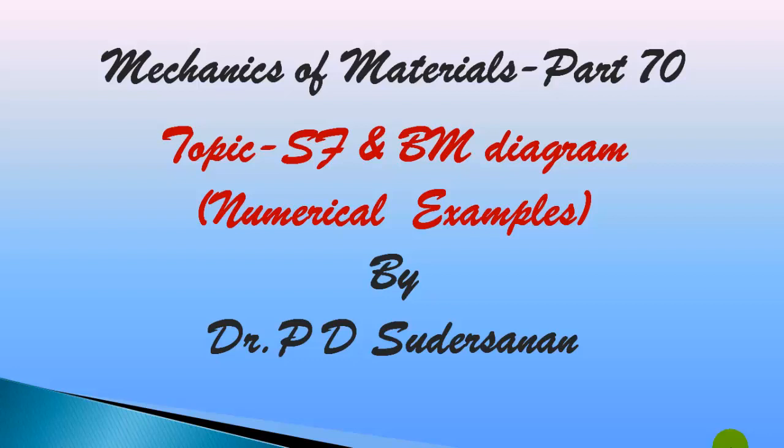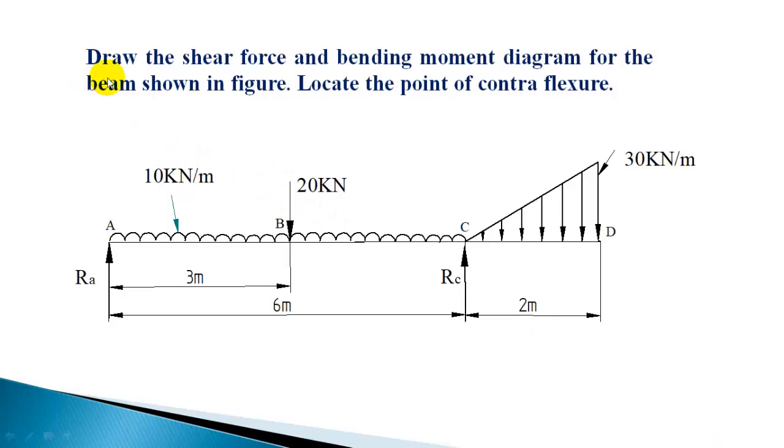In today's class, we'll work out another example to draw the shear force and bending moment diagram for a beam. Let us start. Draw the shear force and bending moment diagram for the beam shown in figure. Locate the point of contraflexure. The beam is supported at A and C.